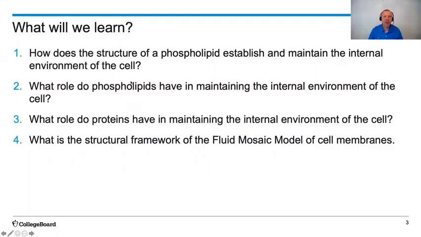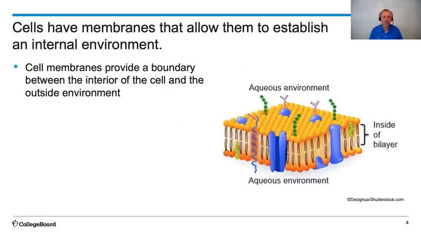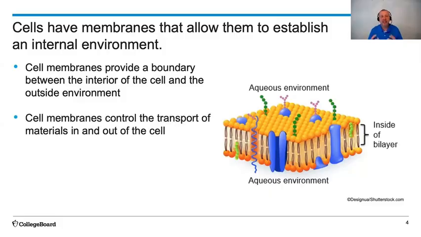We're going to look at the structure of phospholipids and how they establish and maintain the internal environment of the cell. We'll look at the roles that proteins play in maintaining the internal environment. And finally, we'll look at the structure and framework of the fluid mosaic model of the cell membranes. So the cell membrane provides a boundary between the interior of the cell and the outside environment. This allows the cell and the cell membrane to control the transport of materials in and out of the cell.